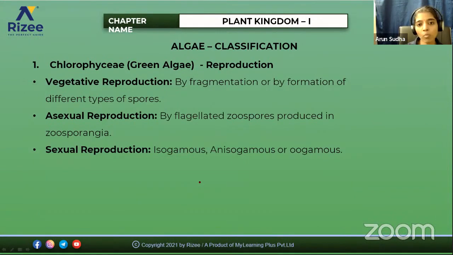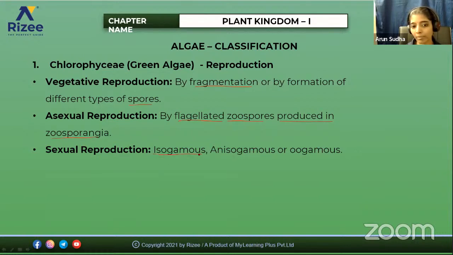Next is the mode of reproduction. Vegetative reproduction is by means of fragmentation, as we saw, and also by the formation of different spores. Asexual reproduction is by flagellated zoospores produced in zoosporangia. So zoospores are produced in the structures called zoosporangia. And sexual reproduction, as we saw, may be isogamous, anisogamous, or oogamous. We saw the difference between all these three.